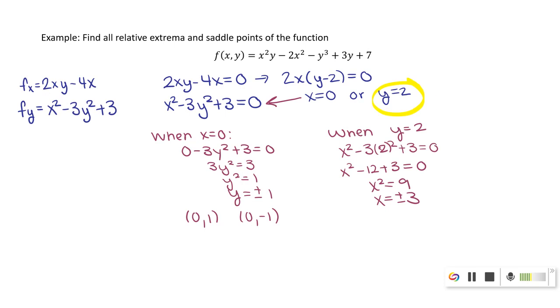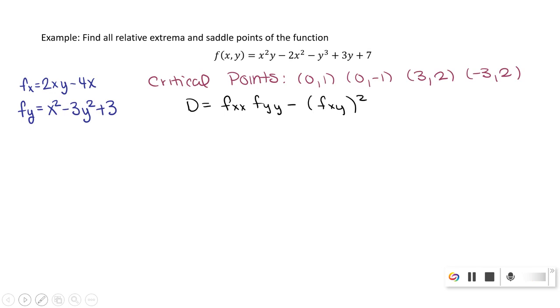All right, what about when y equals 2? If I take y equals 2 and plug it into my partial with respect to y, I'm left with the equation x squared minus 12 plus 3 equals 0. So x squared is 9. x is plus or minus 3. So that's two more critical points. x could be positive 3, y is 2, or x could be negative 3, y is 2. So I've got 4 different critical points here, 4 different places where both of these partials are equal to 0.